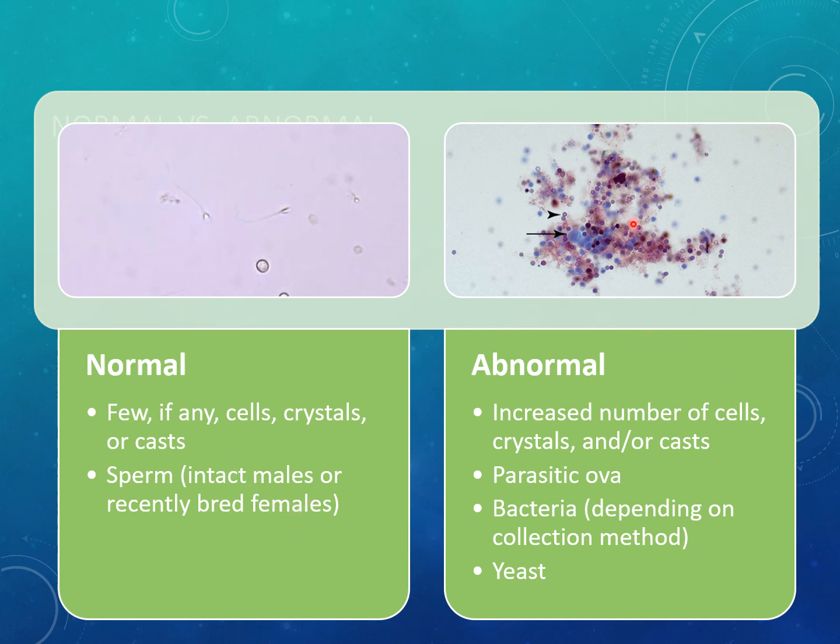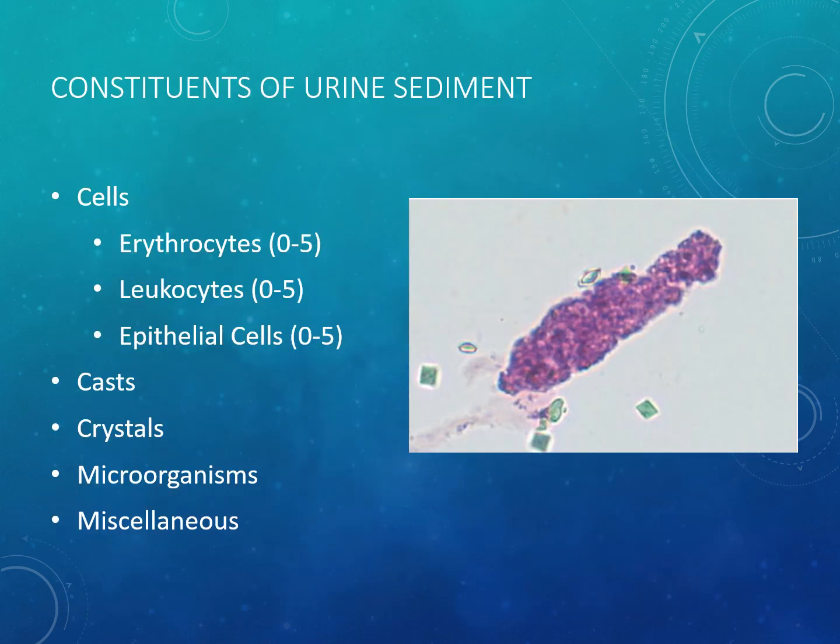And then abnormal is when we're talking about cells more than 5 in a high power field, a handful to a whole slide full of crystals, casts, lots of casts. Any cast is abnormal. We don't really see that in normal urine. You may see parasites like parasitic ova or even worms, bacteria if we have a UTI going on, and you can also see yeast. And you can see this is unstained urine and this is stained urine.